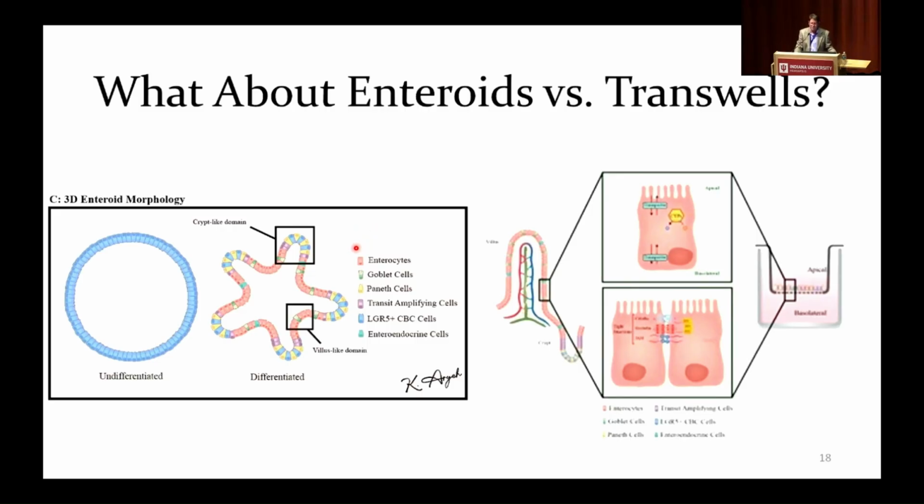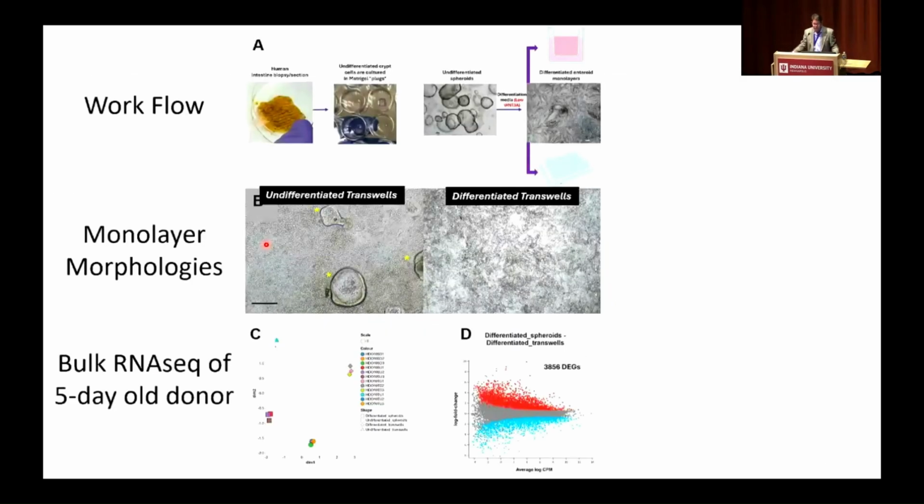We want to look at transport, so we want to look at what is going on in the monolayers of the Transwell versus what is going on here. So what we did is we took a single donor, a 5-day-old donor, and looked at undifferentiated spheroids, those LGR5 positive crypt cells. We looked at differentiated enteroids, cells that we differentiated that kept those intact 3D structures. And we compared that to undifferentiated enteroids plated out in a monolayer versus differentiated enteroids plated out in a monolayer Transwell. This is just the workflow here.